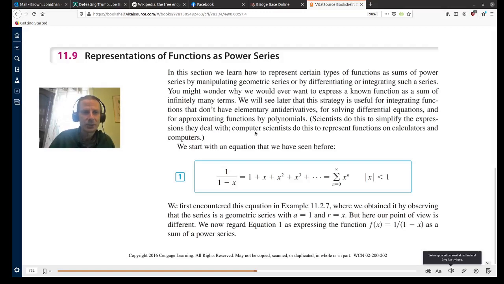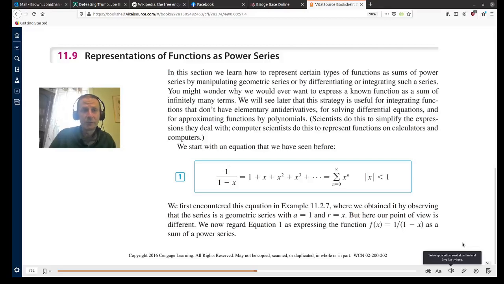Now in the last section, we learned that power series are a new way of defining functions. However, it's actually incredibly useful to look at our currently known functions and ask, is there a way to represent those as power series? Because in many instances, it's actually easier to deal with a power series than it is to deal with defining a function some other way.